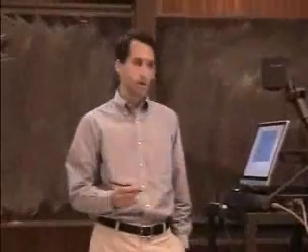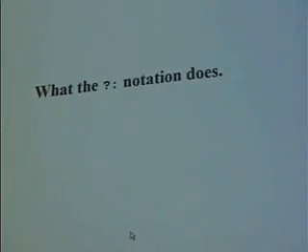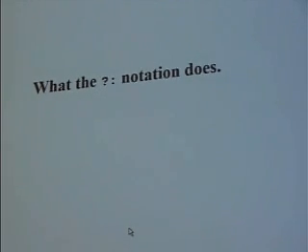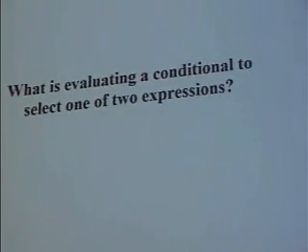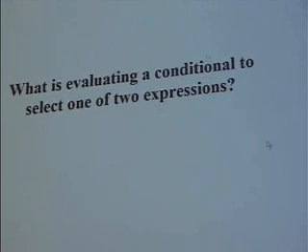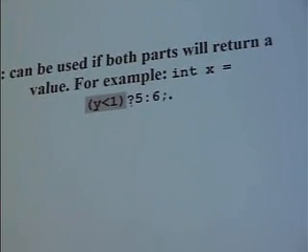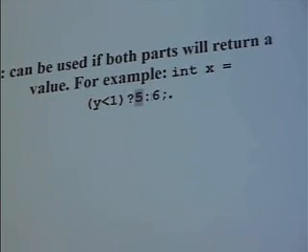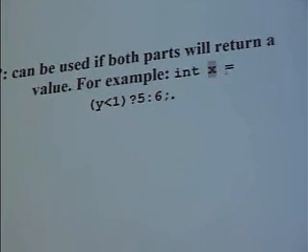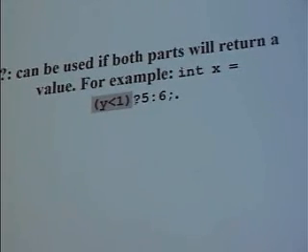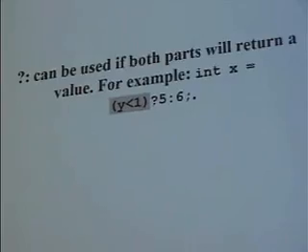Okay. Ifs for 1,000. What the question mark colon notation does. What is serves as another if notation? I'll accept that. So with this particular notation, if you have something like this, it'll take a look at that particular Boolean expression. If it's true, it'll use that value. If it's false, it'll use that value. So here, x is going to be assigned either 5 or 6, depending on whether y is less than 1. If it is less than 1, x gets 5. If it's not less than 1, x gets 6.